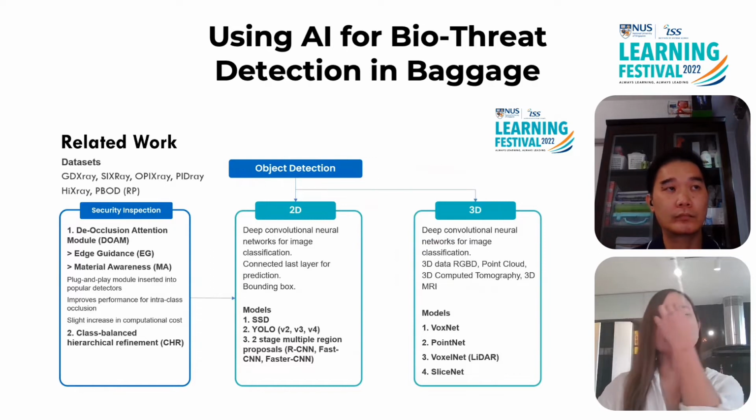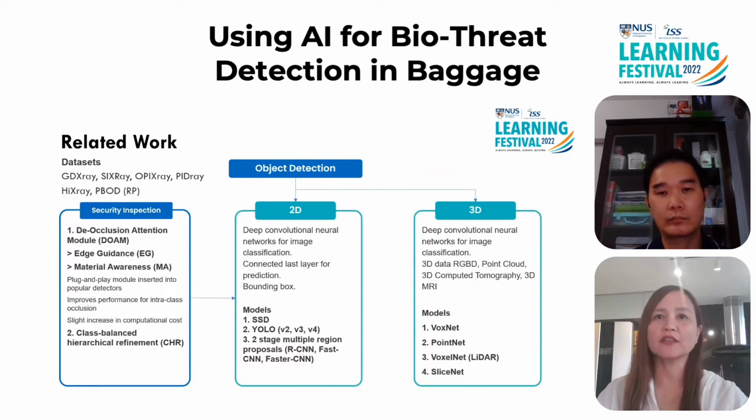So we started to look at some of the related work that people had done on security screening. Typically, it can be grouped into classic image analysis, machine learning, and deep learning. Here we see deep learning basically split into 2D and 3D. In 2D, it's actually with a CNN, connected at the last layer and mostly using a bounding box with SSD and YOLO. Or you can also use two-stage multiple region proposals with R-CNN, Fast R-CNN, Faster R-CNN, etc. So this is a 2D approach commonly used to detect objects.